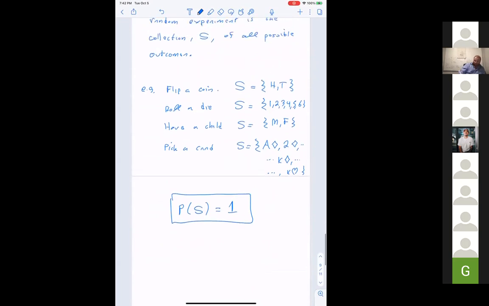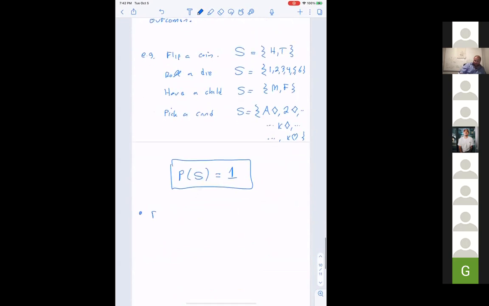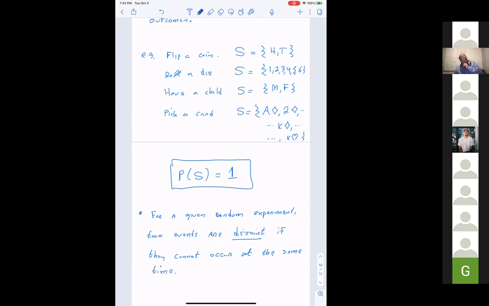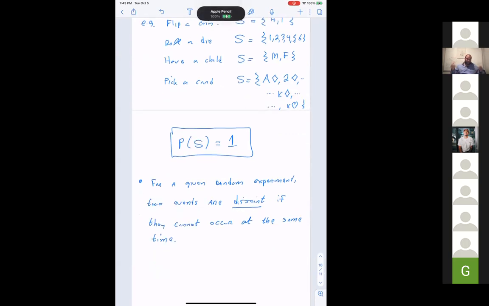Now, for a given random experiment, 2 events are disjoint if they cannot occur at the same time. I would have written simultaneously, but I don't know how to spell it. So at the same time. For a given random experiment, 2 events are disjoint if they cannot occur at the same time. In general, the word disjoint, in math and in the world, is when 2 things can't happen at the same time.